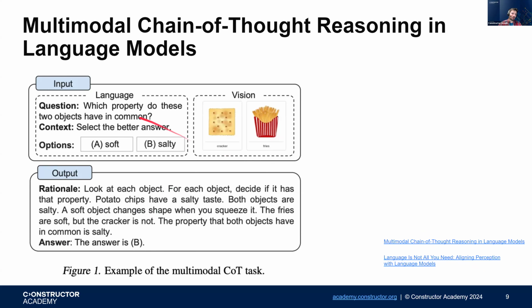And so here, as an input, we have: which property do these two objects have in common? And so I'm putting vision here. Select the better answer, and I have some options: A, soft, and B, salty. And then we have a model that will go through some chain of thought reasoning. Look at each object. For each object, decide if it has that property. Potato chips have a salty taste. Both objects are salty. A soft object changes shape when you squeeze it. The fries are soft, but the cracker is not. The property that both objects have in common is salty. The answer is B. Very nice.